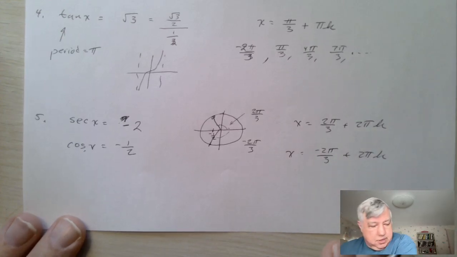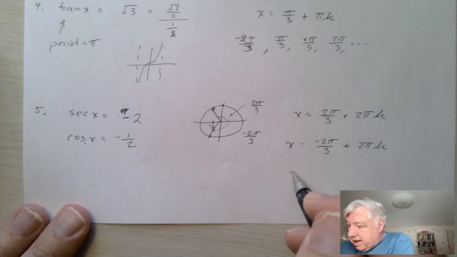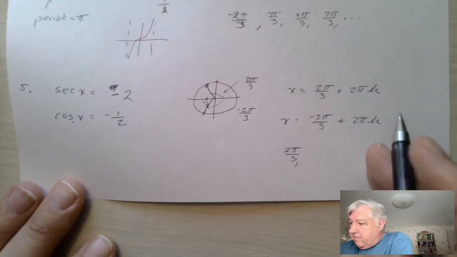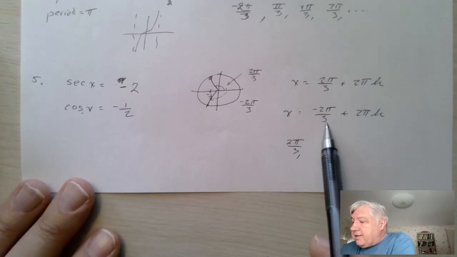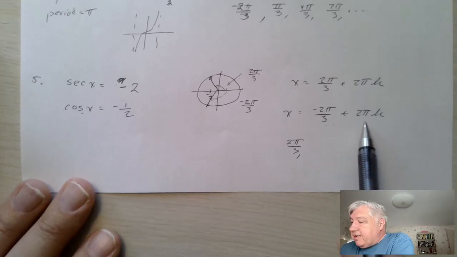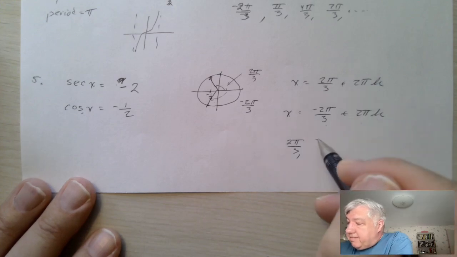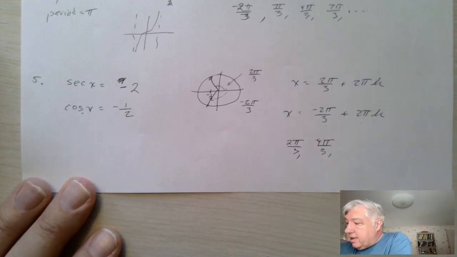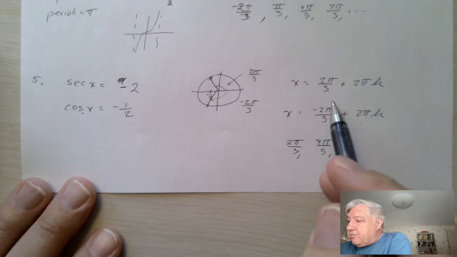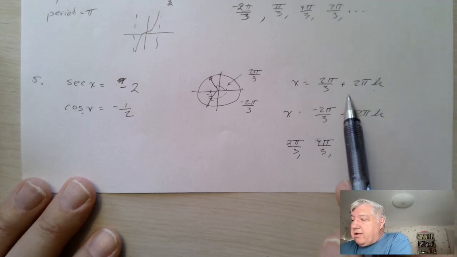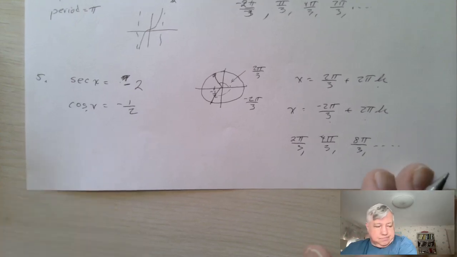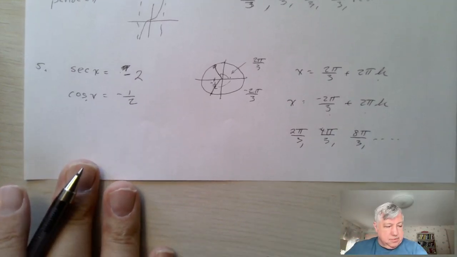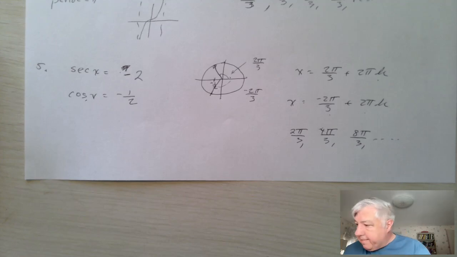So we get values like 2 pi over 3, 4 pi. If we add 2 pi to negative 2 pi over 3, which is negative 2 pi over 3 plus 6 pi over 3, that would be 4 pi over 3. Okay. And the next solution, if we let k equal 1 here, we would get 8 pi over 3, and so on. So figure out what these other ones are. All right. Look at the next one.